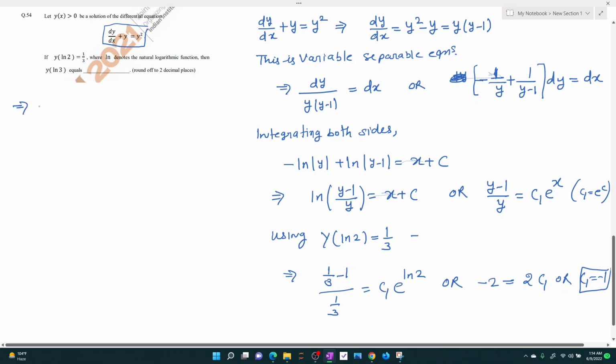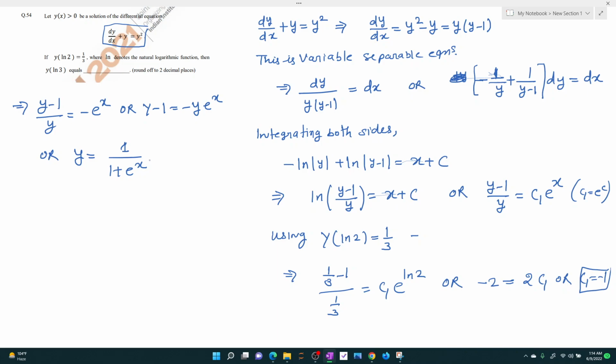This implies we have (y minus 1) upon y is nothing but minus of exponential x. Or this can be written as y minus 1 is nothing but minus of y e power x. Or this can be written as y is nothing but 1 upon (1 plus e power x), right? It's a simple calculation. We have minus y e power x on the other side, so it becomes y plus y e power x, and 1 on the other side, so it simply becomes 1, right?